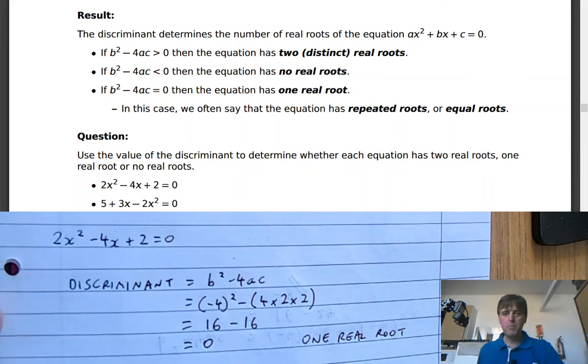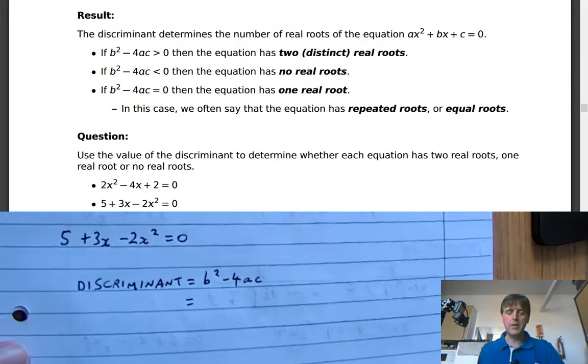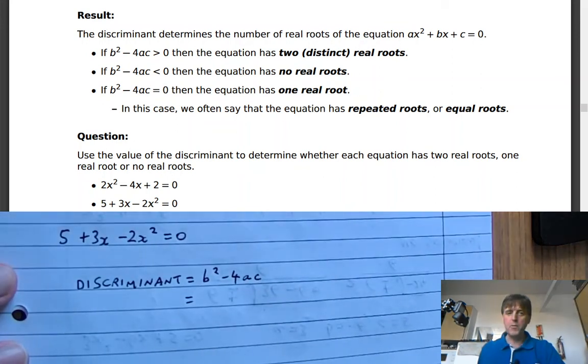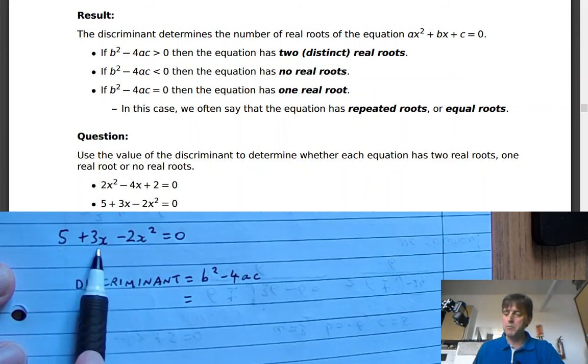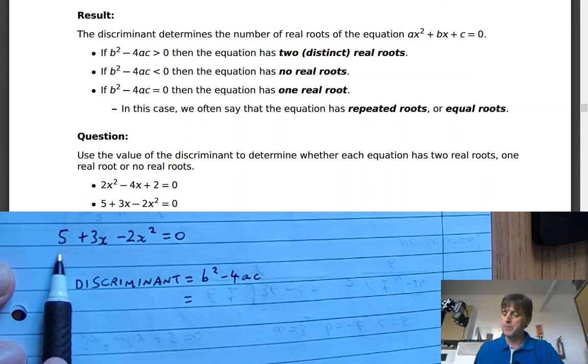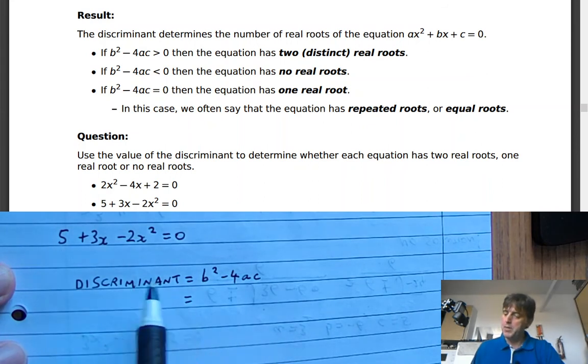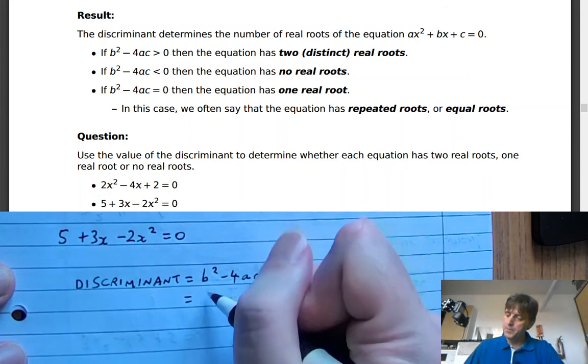All right, what about the second one? Let's see how you get on with the second one. Okay, so here's the second one here. Now, hopefully you didn't fall into the trap here, because I wrote this one the other way round. So the a here is negative 2, the b is 3, and the c is 5 here. Remember, it's the x squared coefficient which is the a, the x coefficient is b, and the constant term is the c. So b squared is going to be 3 squared.